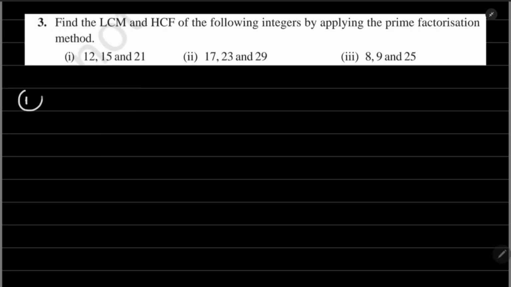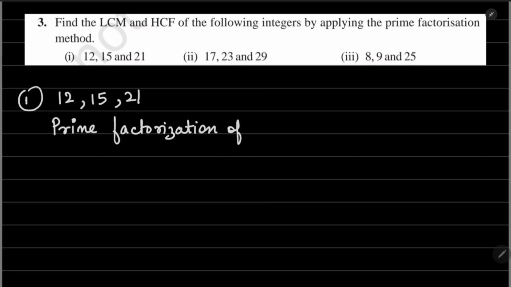The first question: you are given 12, 15 and 21. Let's do the prime factorization. The prime factorization of 12 is nothing but 4 into 3. 4 can be written as 2 square, right? So 2 square multiplied by 3.